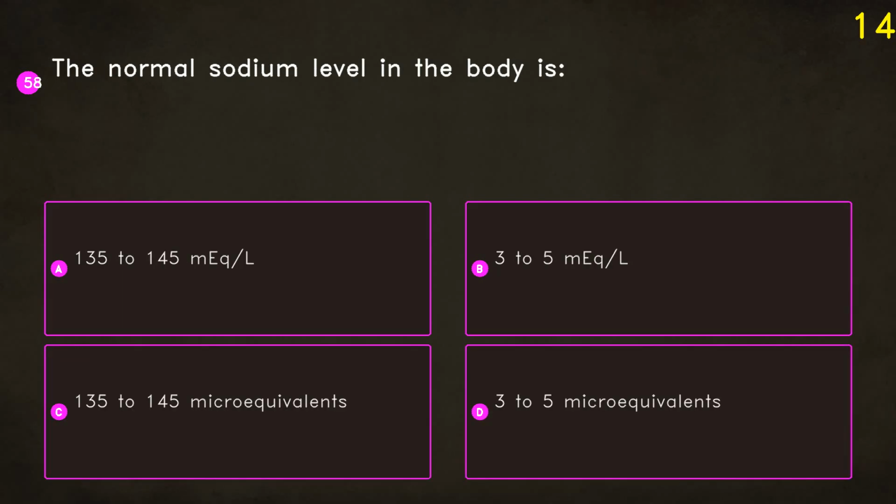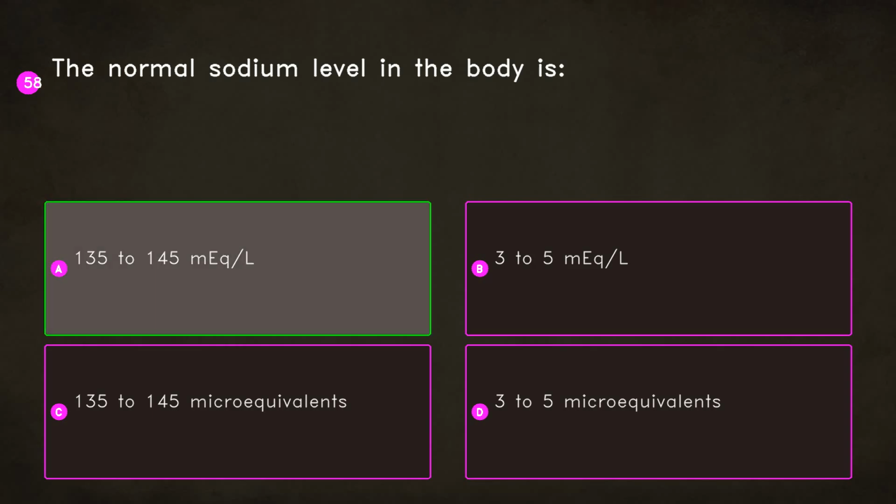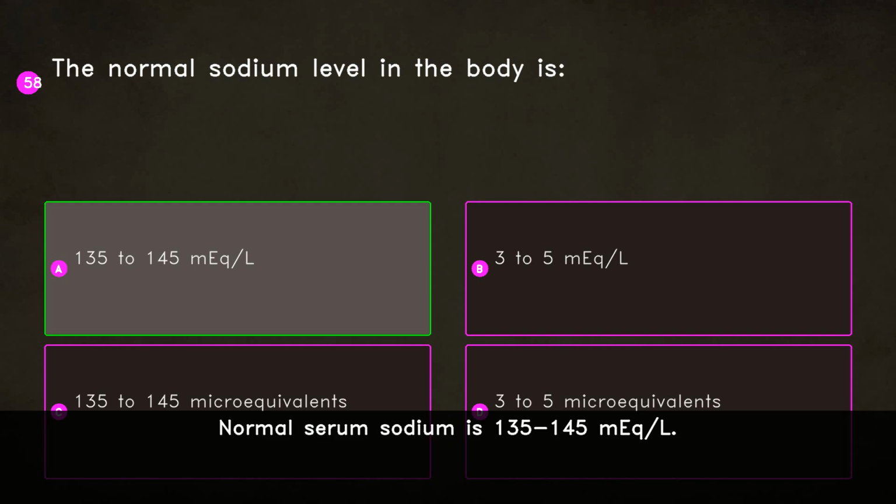Question 58. The normal sodium level in the body is A. 135 to 145 milliequivalents/L, B. 3 to 5 milliequivalents/L, C. 135 to 145 microequivalents, D. 3 to 5 microequivalents. The correct answer is 135 to 145 milliequivalents/L. Normal serum sodium is 135 to 145 milliequivalents/L.